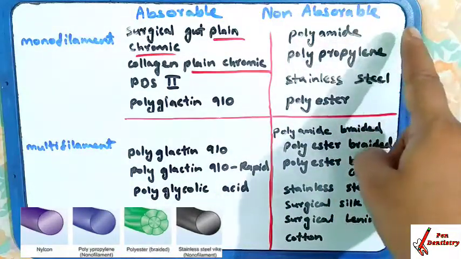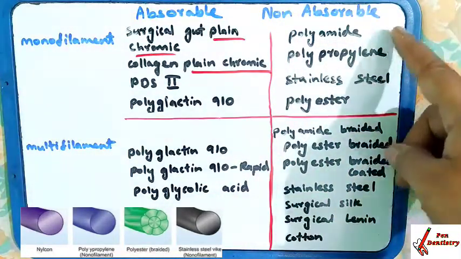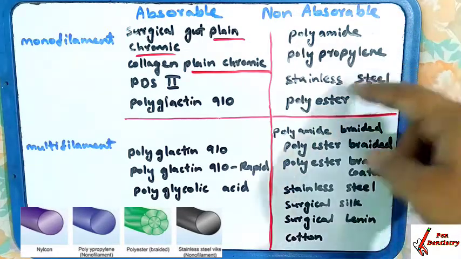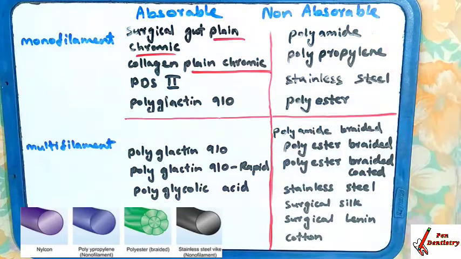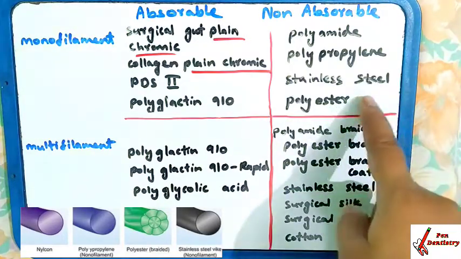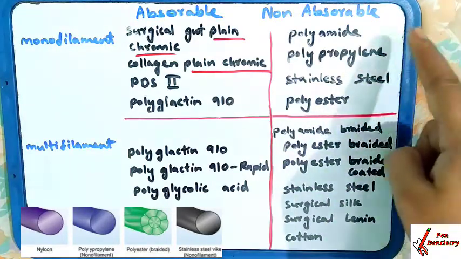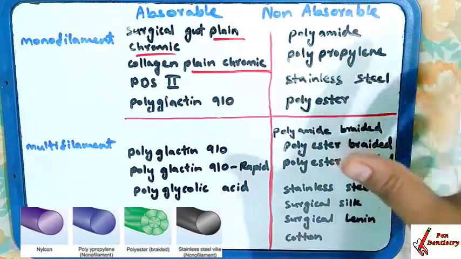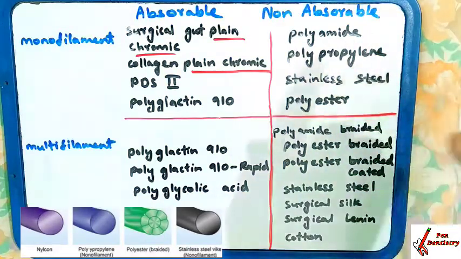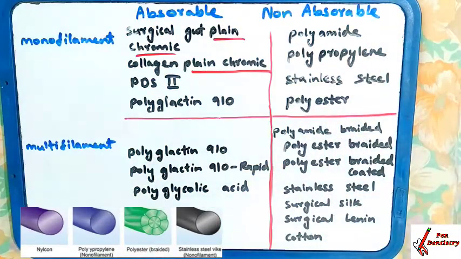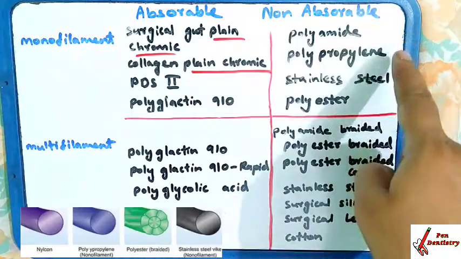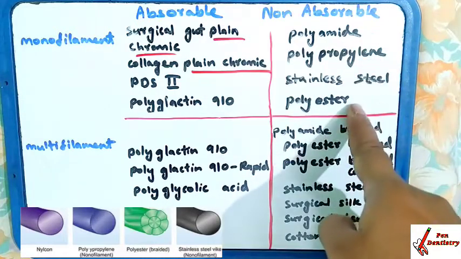In non-absorbable, there are polyamide and polypropylene. Amide is a protein, and propylene is a pungent, bad-smelling gas. Then stainless steel and polyester. Here amides and esters, these organic materials, are coming. So in non-absorbable: polyamide, polypropylene, stainless steel and polyester.